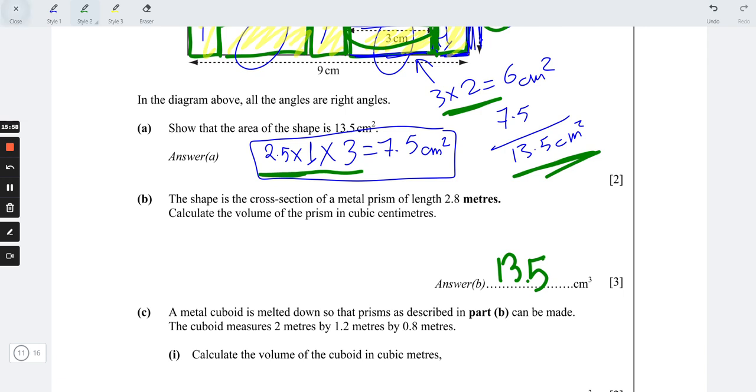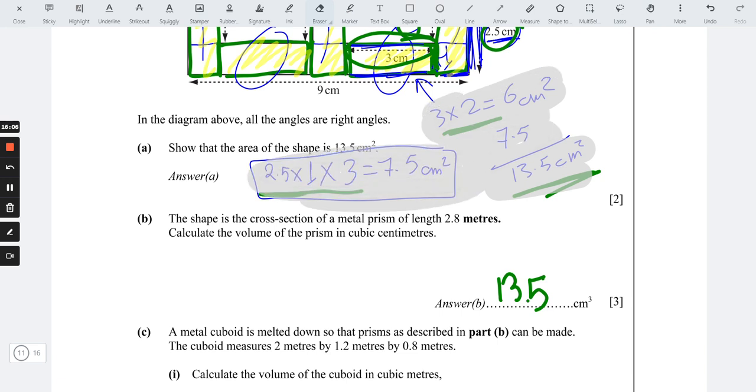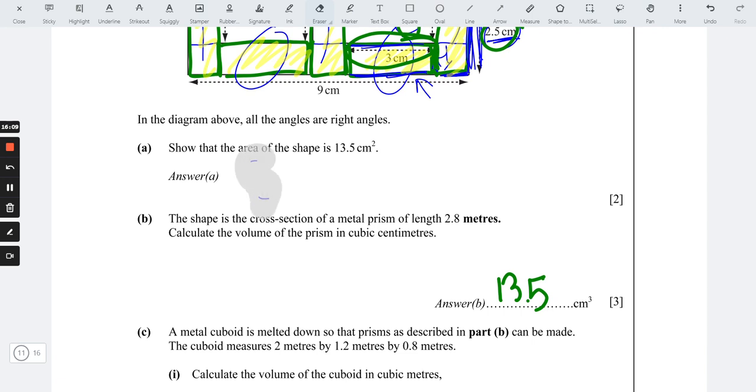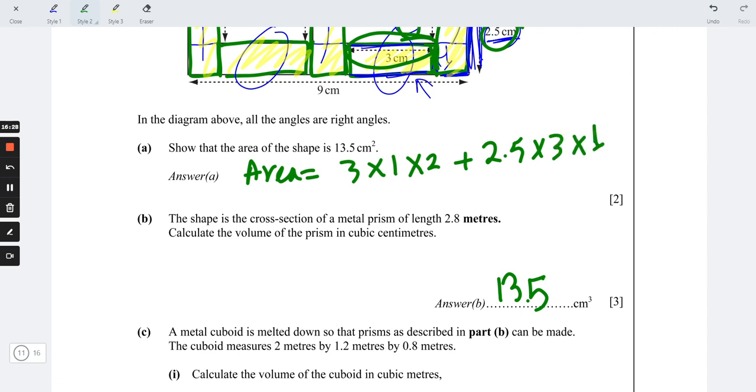If you want to organize it more, for sure you should organize it, but it's clear, so it's okay. We can write it here as area equals 3 times 1 times 2, because we have two rectangles, plus 2.5 times 3, for sure, times 1 length. So here we'll get 6, plus 7.5, which is 13.5.